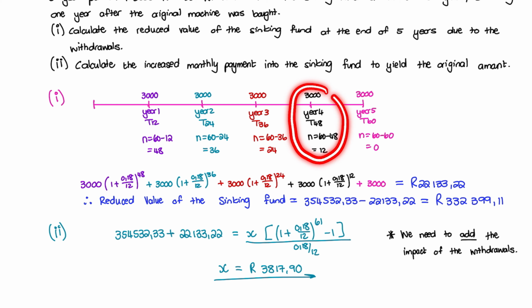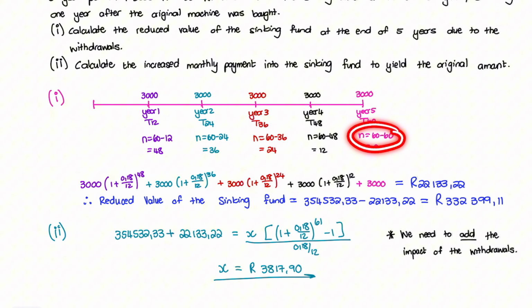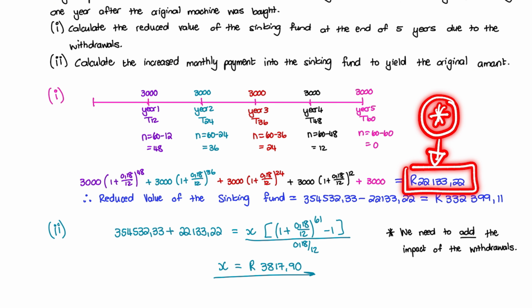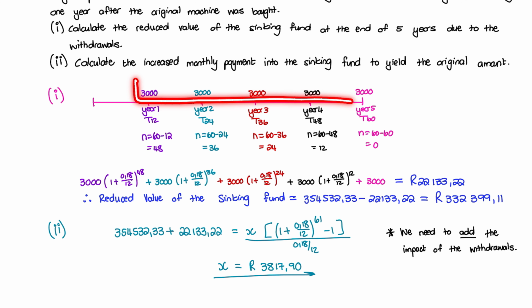The fourth payment would be in the account for another year or 12 payments. And the last payment that we are withdrawing doesn't earn any interest because that's the maturity. So that's the day in which the sinking fund would pay out. So there's no interest that we are losing on that last withdrawal. So when we add all of these values up, we're actually losing around 22,000 Rand of interest on our sinking fund and not just the 15,000 Rand.